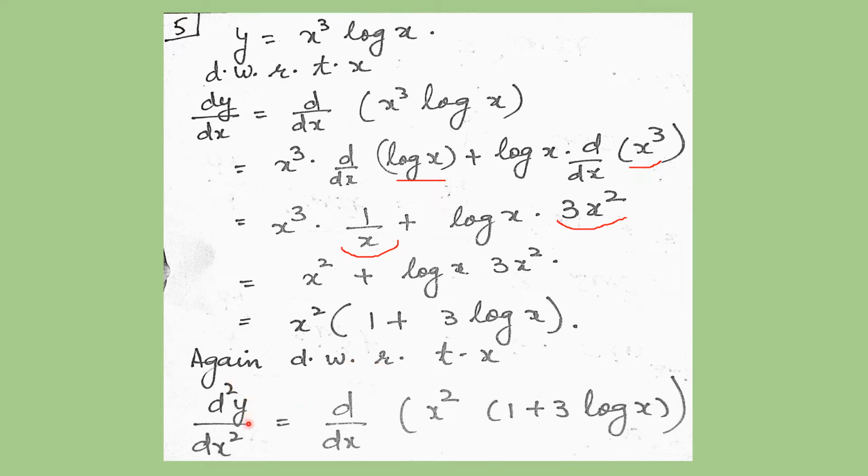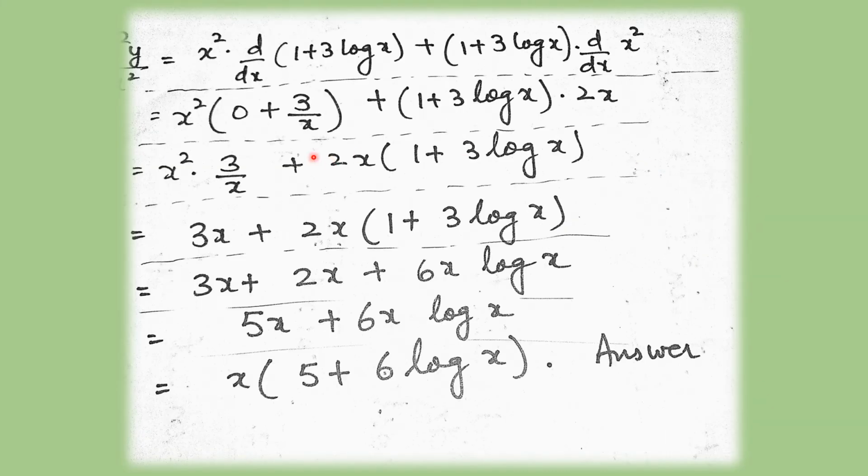You will get d square y upon dx square is equal to d by dx. Write down the whole function as it is: x square bracket starts 1 plus 3 log of x. Next slide. Now you will be using the UV formula here. See, the first function x square as it is multiplied by the derivative of the second function, which is d by dx of 1 plus 3 log of x, plus second function 1 plus 3 log x as it is multiplied by the derivative of the first function, d by dx of x square.